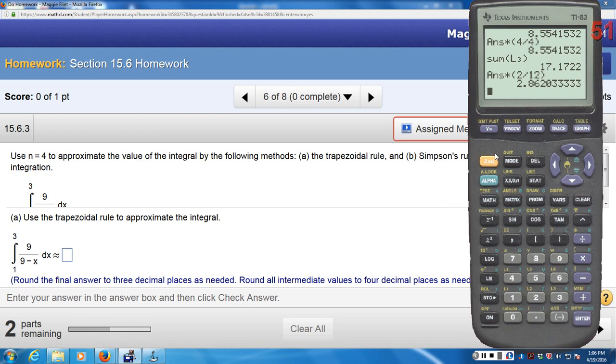Or then you can just simply do math. Do the integral of y1 with respect to x from 1 to 3 and get 2.589. So once you understand the process, the arithmetic doesn't have to bog you down.